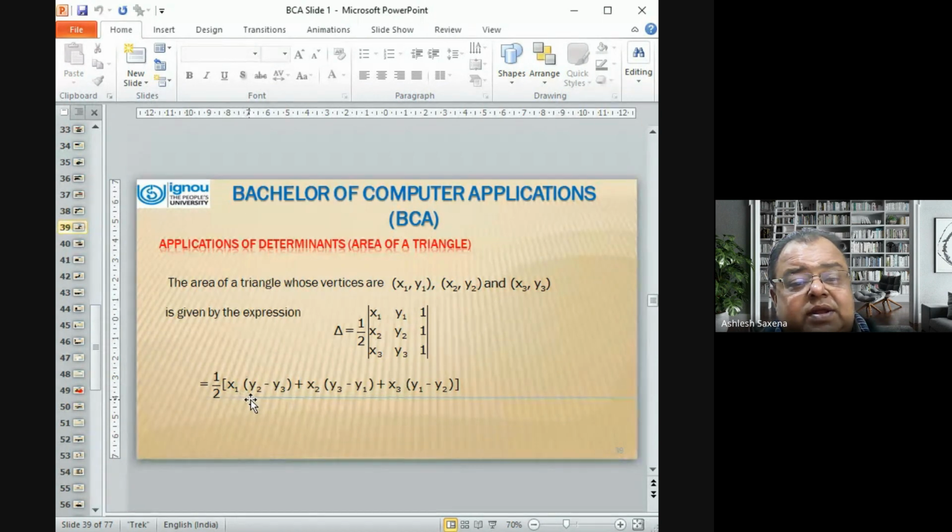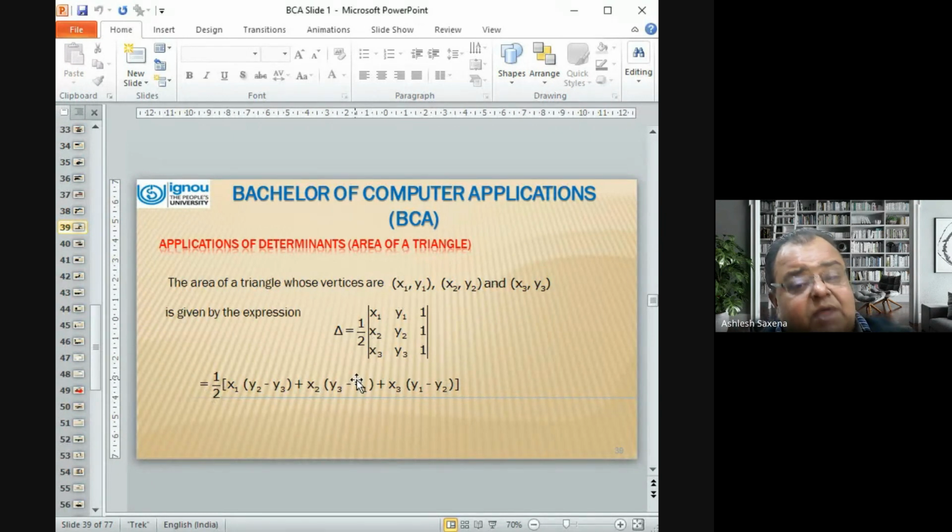x1, now how to remember it? There are 3 numbers, 1, 2, 3. If we are taking x1, so y will be 2, 3: y2 minus y3, plus x2. 2 is there, so 3 and 1 will come: y in terms of 3 and 1. Plus now x3 comes, so y will be 1 and 2, the same order. Don't change the order. This is obtained by opening this only.